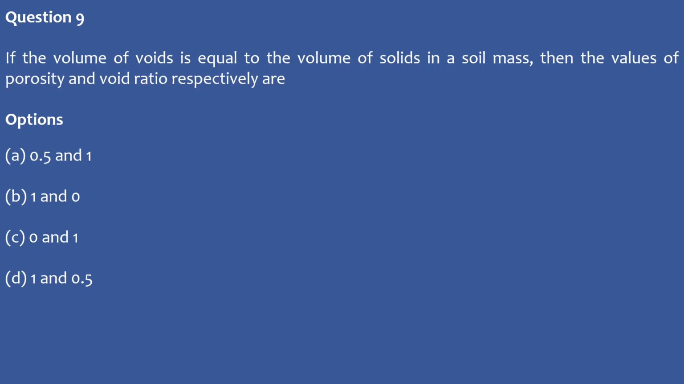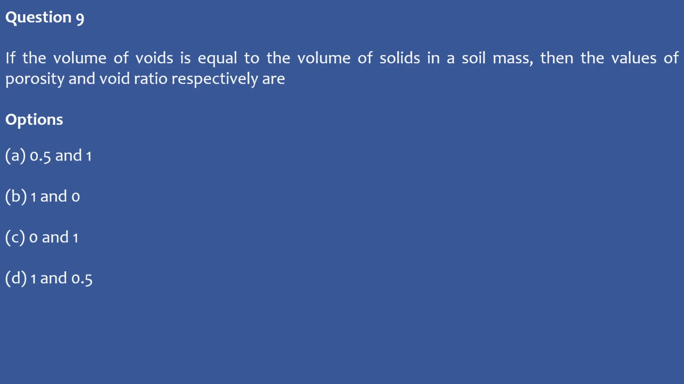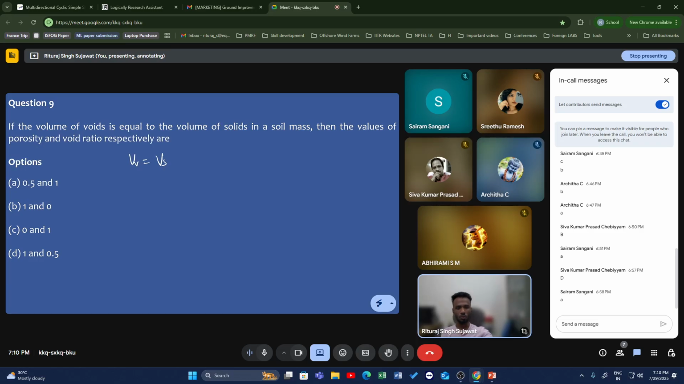So coming to question number 9: if the volume of voids is equal to the volume of solids in a soil mass, then the values of the porosity and void ratio respectively are. So the volume of voids is equal to the volume of solids. This is straightforward. If you know the formula of void ratio and porosity, then it's easy for you to calculate.